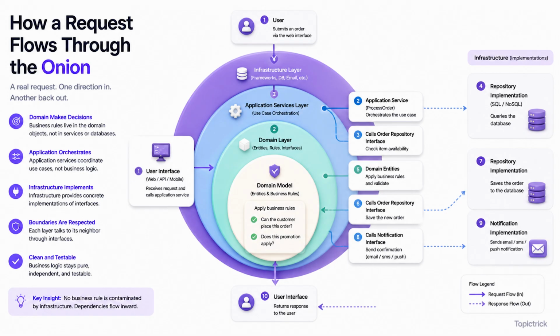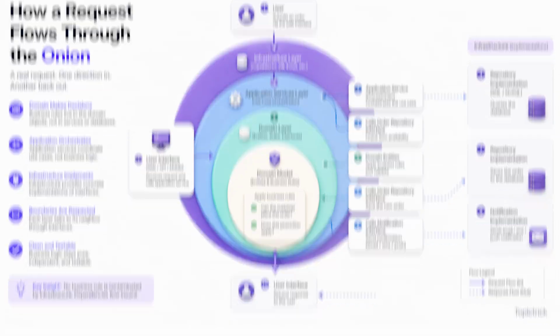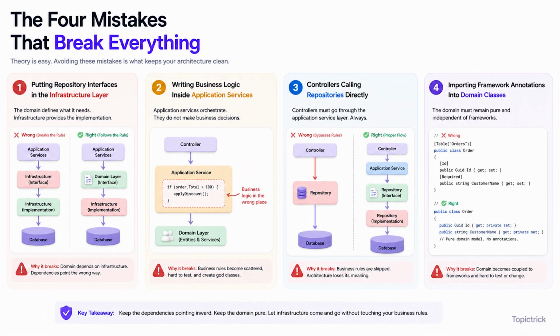Notice what happened. The domain model made the business decisions. The application service coordinated the workflow. The infrastructure handled the technical details. No layer reached past its neighbor. No business rule was contaminated by a database type or a framework class. This is onion architecture working as designed. Now, the most practical part of this video, because understanding the theory is only half the challenge. The other half is not introducing the mistakes that quietly destroy the architecture over time.